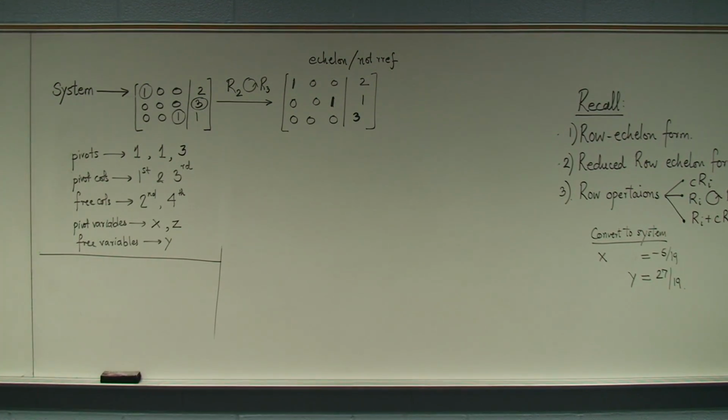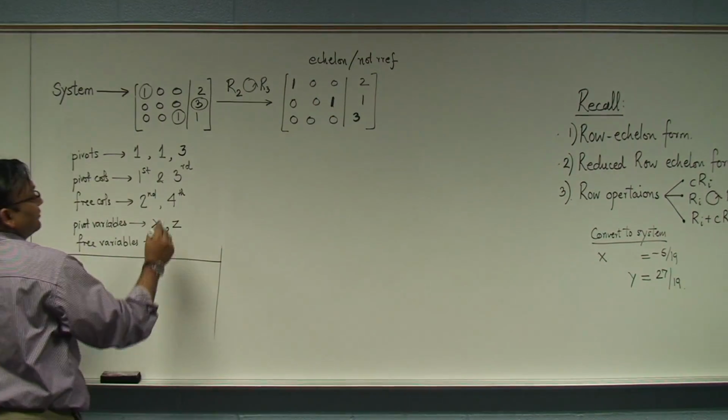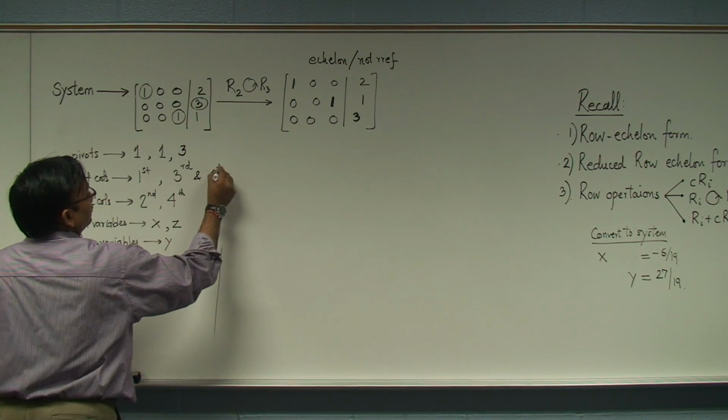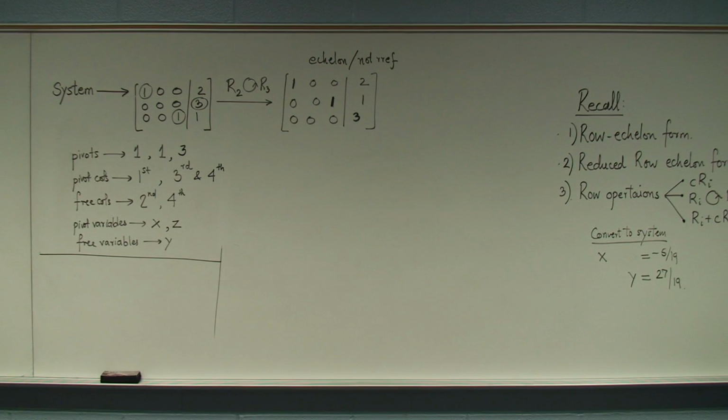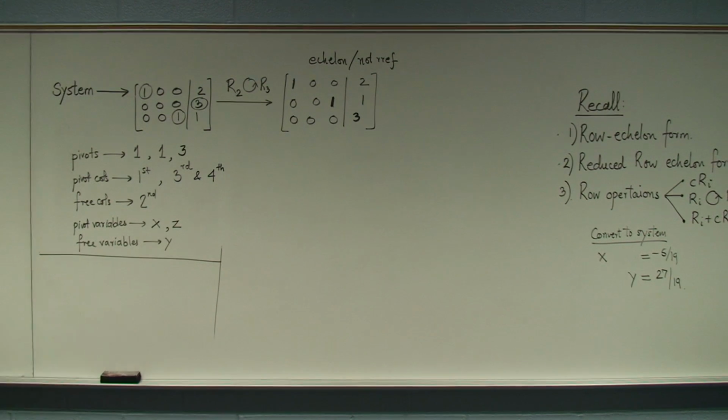What are the pivot columns? The first column is the pivot column, the third column is the pivot column, and the fourth column is the pivot column. So first, third, and fourth. What are the non-pivot columns? Only the second column, which is the remaining one, is the free column.